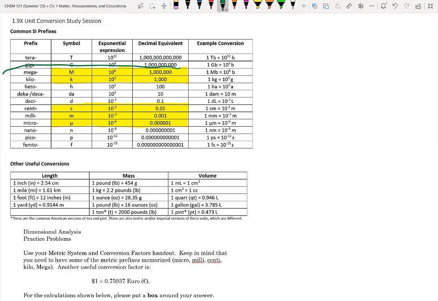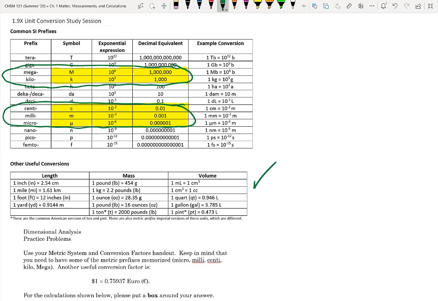I want you to memorize mega and kilo. And then I want you to memorize centi, milli, and micro. Those are the most common ones that you'll encounter, especially on allied health career pathways. The other ones like tera, you might be familiar with from terabytes in computers. Pico and femto are more common in things like physics and chemistry. But these are the ones that I would like students to know.